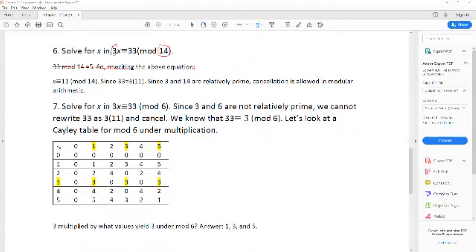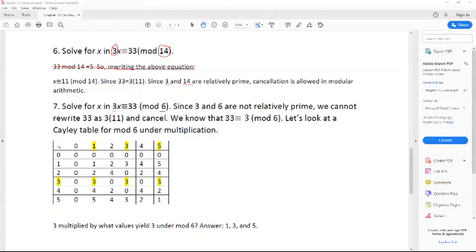And again, we can do the cancellation rule because 3 and 14 are relatively prime. Number 7 is going to be quite different because 3 and 6 are not relatively prime, so we cannot use the cancellation rule.